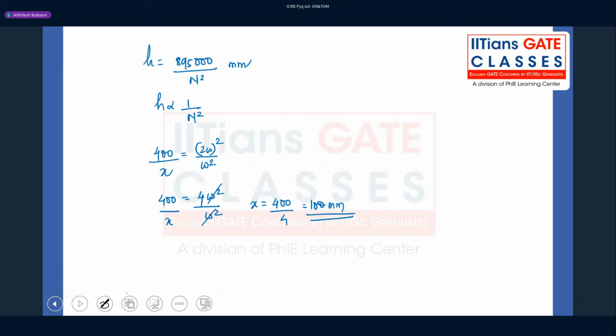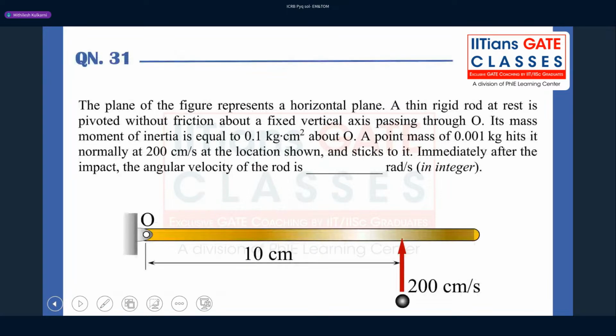Okay, coming towards the next question. The plane of the figure represents a horizontal plane. A thin rigid rod is pivoted at point O without friction about the vertical axis passing through O. Its mass moment of inertia is given. The value of I is known to us, 0.1 kg centimeter square about this point.